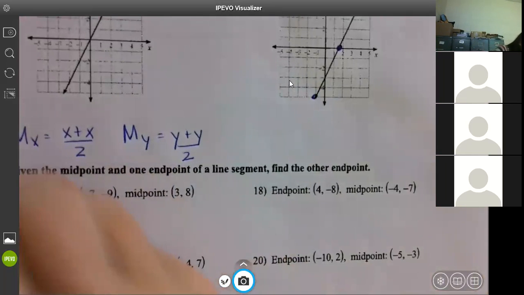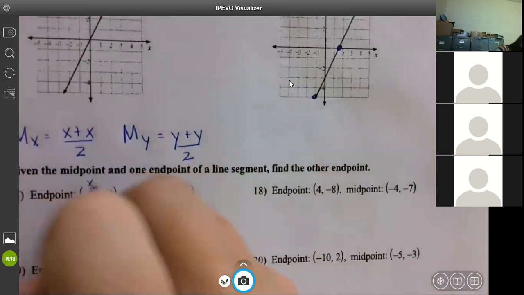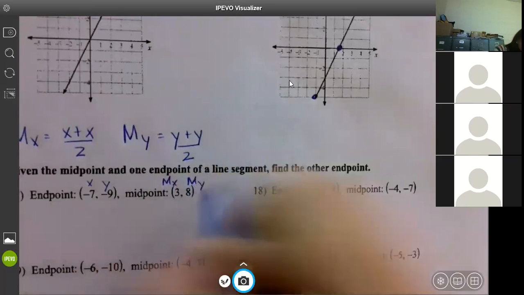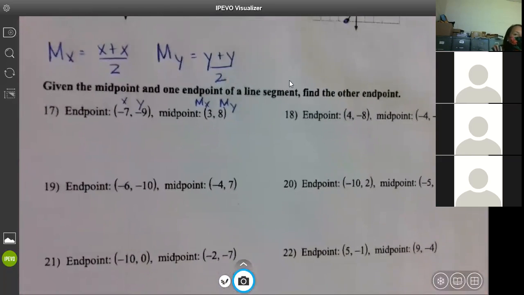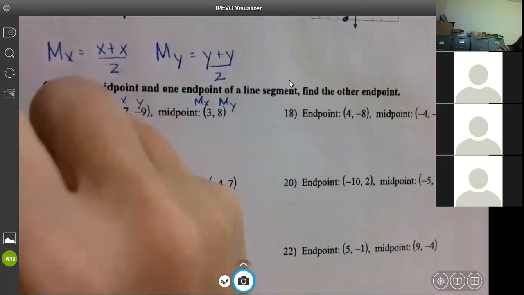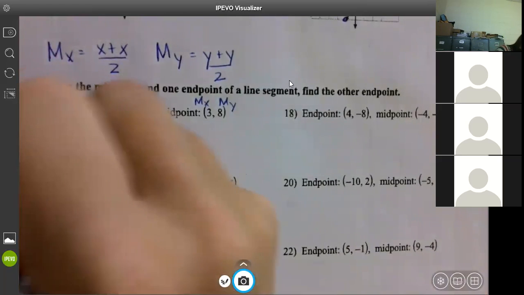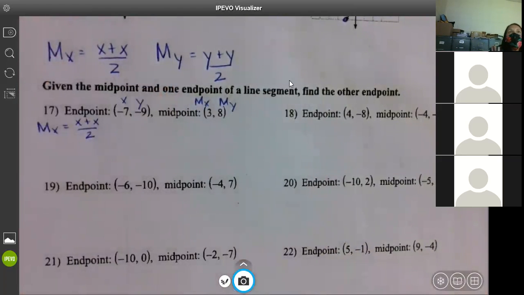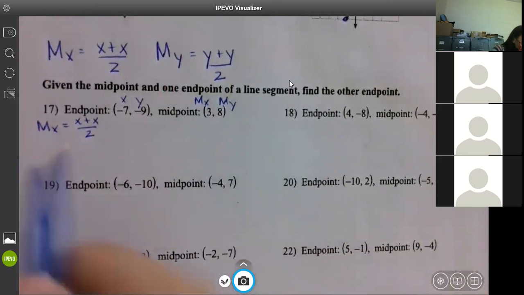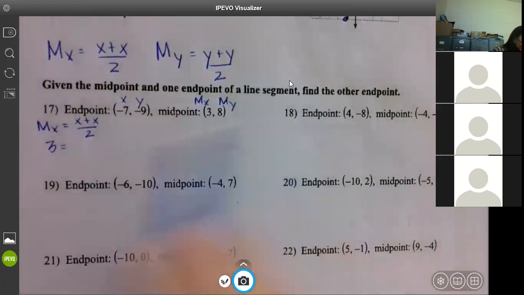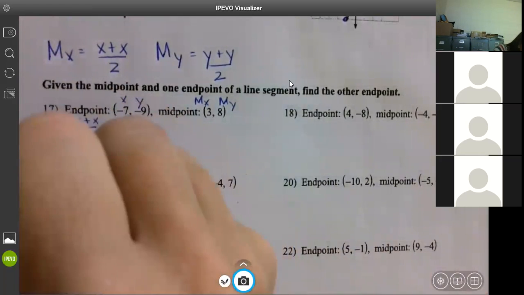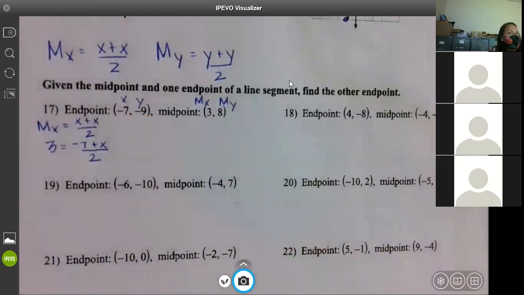So the midpoint formula says the midpoint x. So this is the endpoint. It stays x, y. This is the midpoint x and the midpoint y. And that's what we're going to plug into our formula. So our first formula says the midpoint x is x plus x divided by 2. What is your midpoint x coordinate? 3. What is your only other x coordinate you have? We don't have our second x coordinate, and then we're dividing by 2.